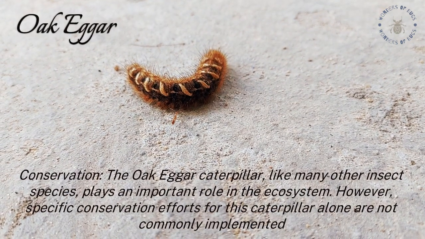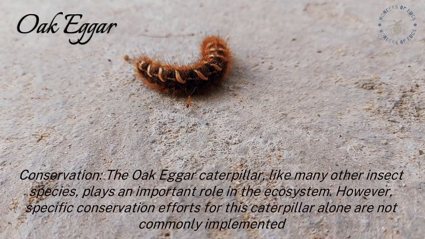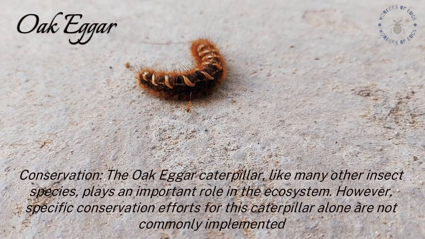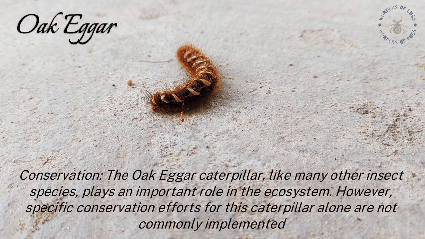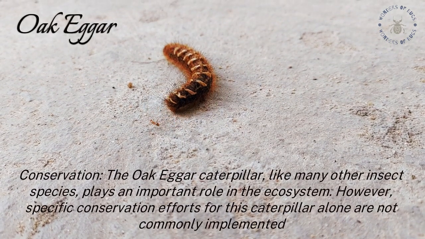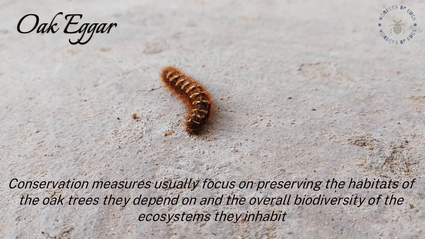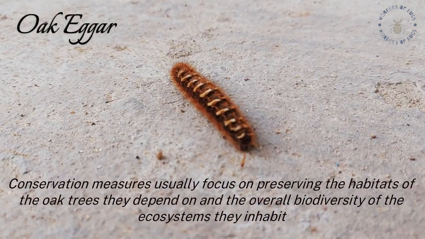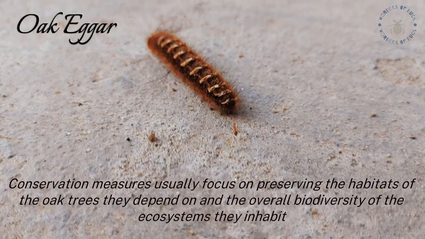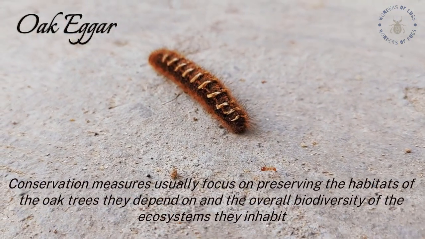Conservation: the Oak Eggar caterpillar, like many other insect species, plays an important role in the ecosystem. However, specific conservation efforts for this caterpillar alone are not commonly implemented. Conservation measures usually focus on preserving the habitats of the oak trees they depend on and the overall biodiversity of the ecosystems they inhabit.